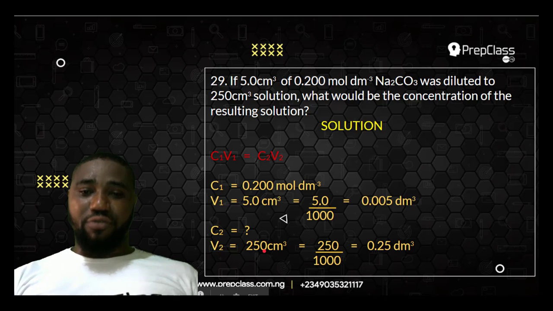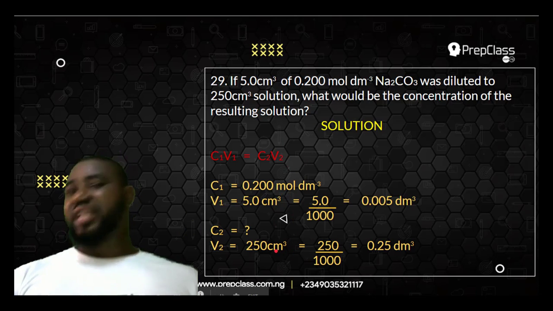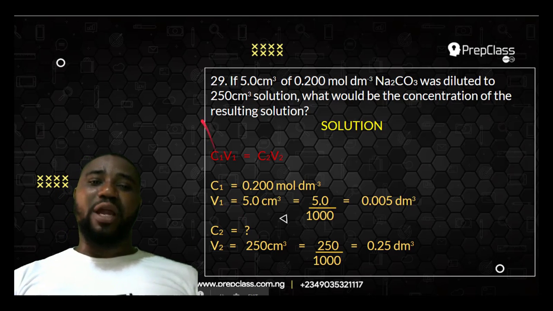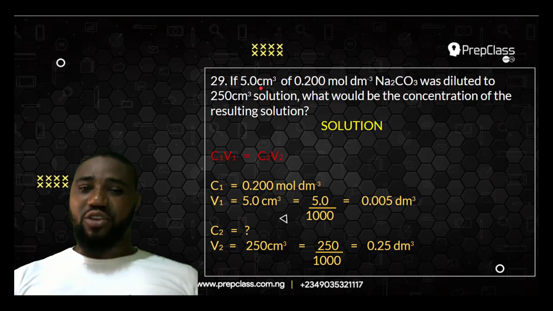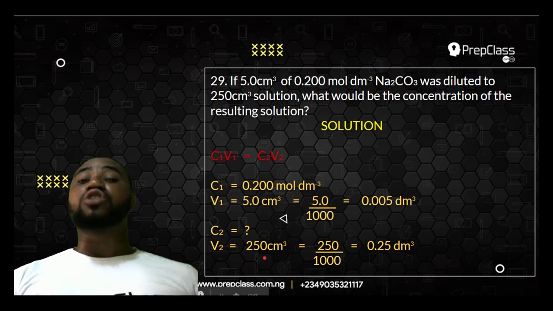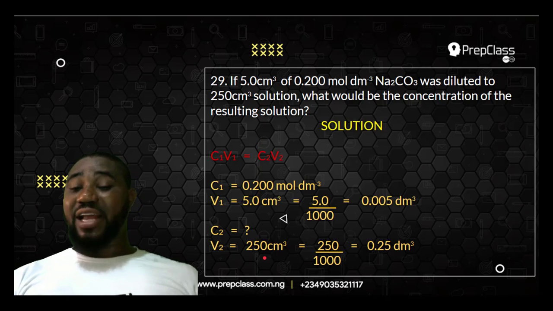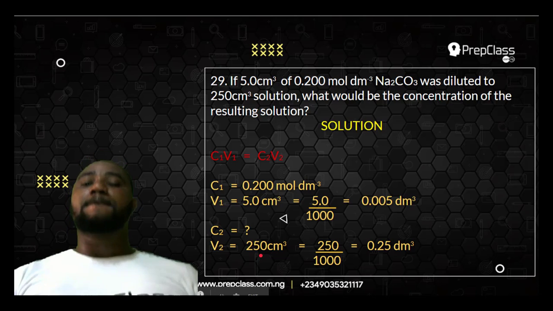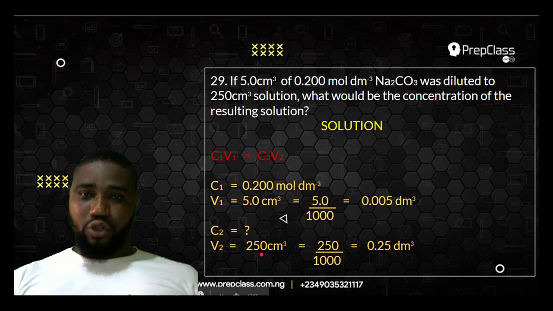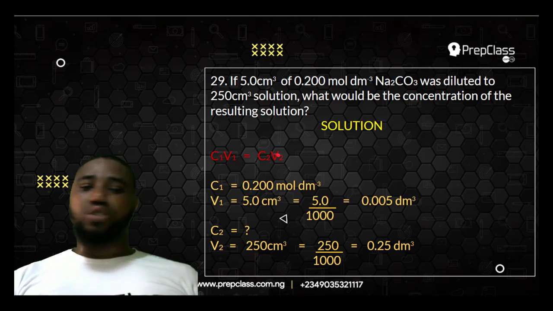V2 is the volume that it will give us after you've added some quantity of water. They didn't tell us the volume added, because normally the volume added is supposed to be 250 minus 5 cm³. Are you following? So they're asking us the concentration after you've added some quantity of water that has made up this volume of 250 cm³. Convert this one to dm³: 250 divided by 1000 gives you 0.25.